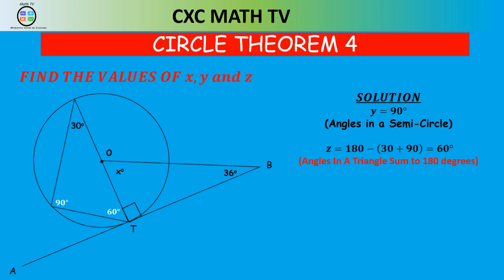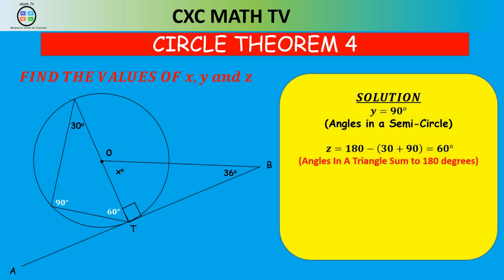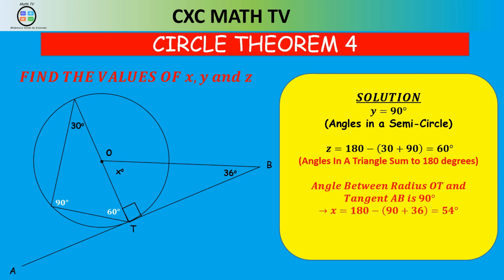And then we know that angle between the radius OT and the tangent AB is 90 degrees. So we put that on the diagram. And so therefore x is going to be equal to 180 minus 90 plus 36, which is 54. And so angle x is 54 degrees. And we can then put that on the diagram right there. Alright, so all three angles are there now in white. Easy.